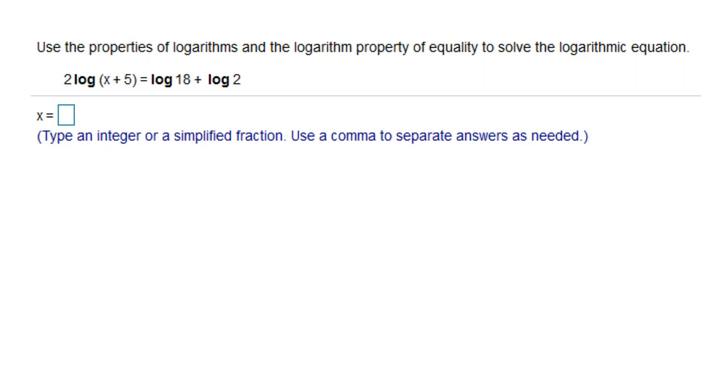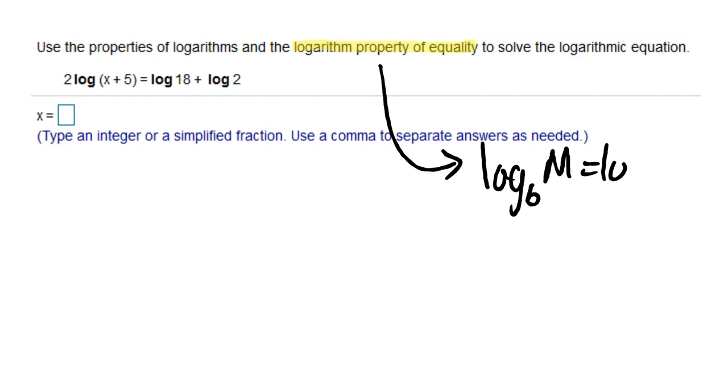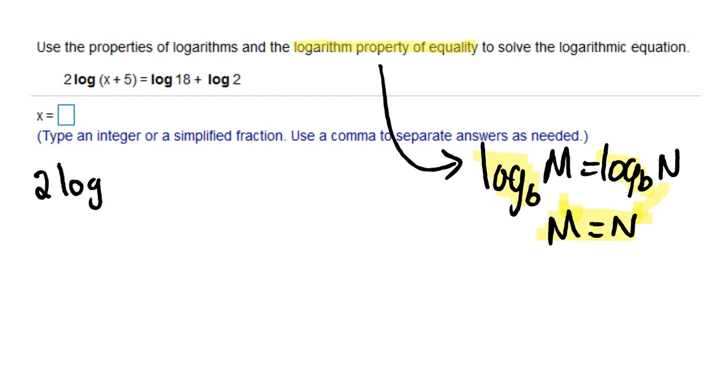So let's make sure we know about this property of equality so we know what we're working towards. The property of equality says that if you have log base b of m equals log base b of n, then m equals n. So basically, if we can get the log with the same base on both sides, then we can simplify our equation to be something without logarithms in it. So let's try that with our example. We have 2 log of x plus 5 equals log of 18 plus log of 2.